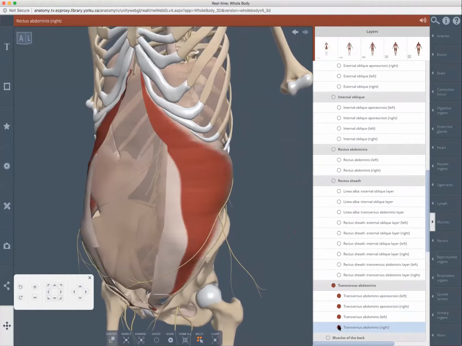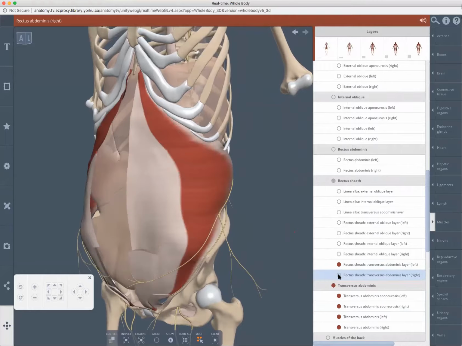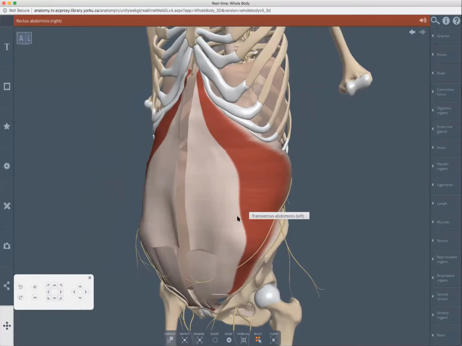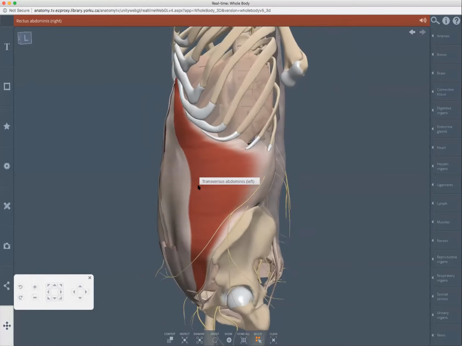There we go. And there. Okay, so it's going to look like this. Just like the obliques, we're going to have the central, very large tendinous sheath called the aponeurosis. And then you have your muscle fibers here. Transverse abdominis fibers are horizontal, okay?